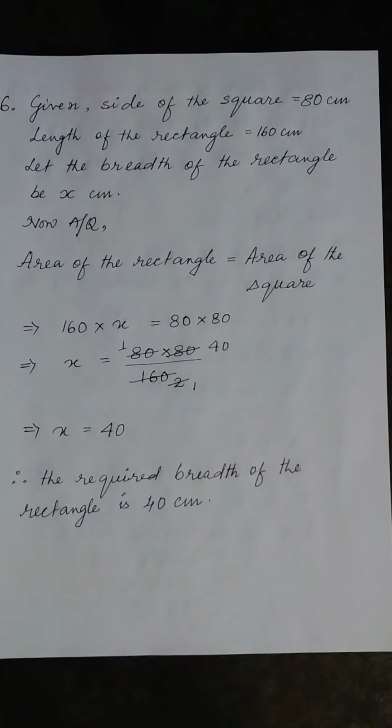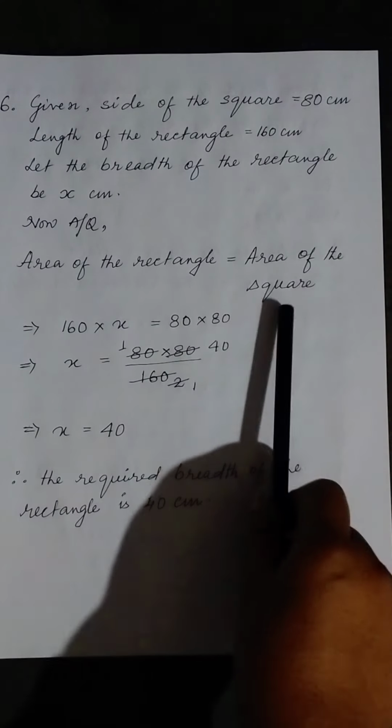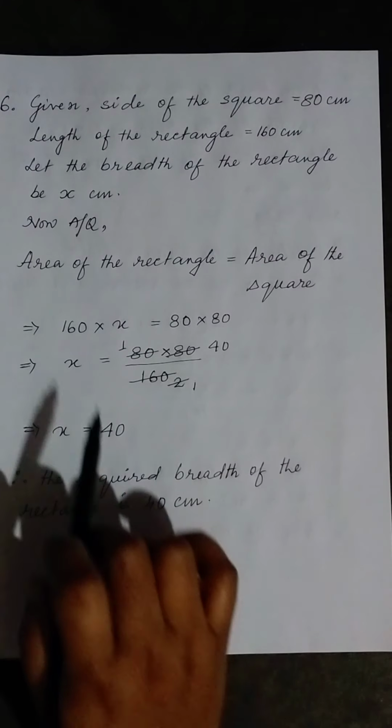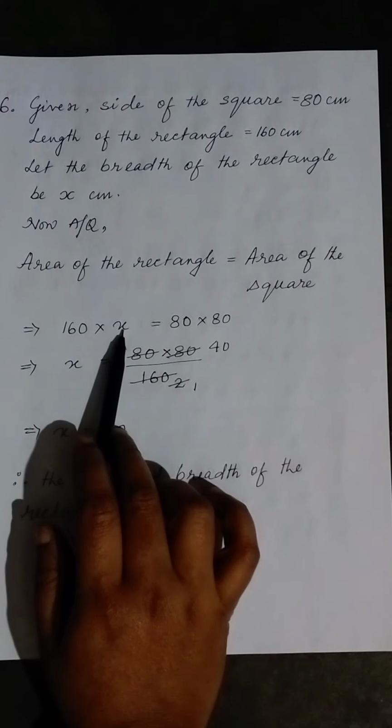Let the breadth of the rectangle be x centimeter. Now according to the question, area of the rectangle is equal to area of the square. Clear? Both the areas are the same. So area of a rectangle means length into breadth. This is the length, this is the breadth I have supposed.